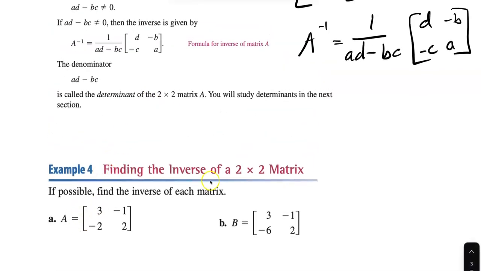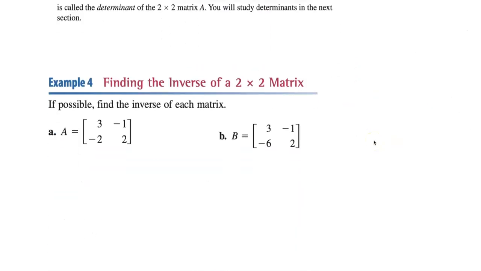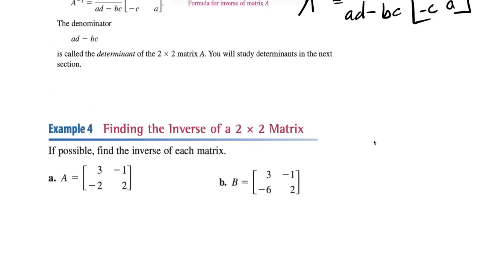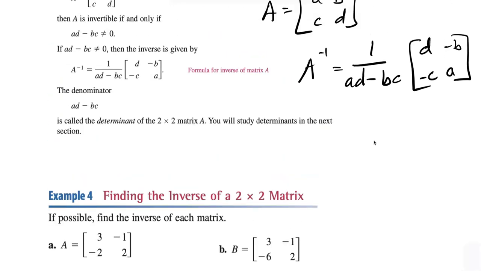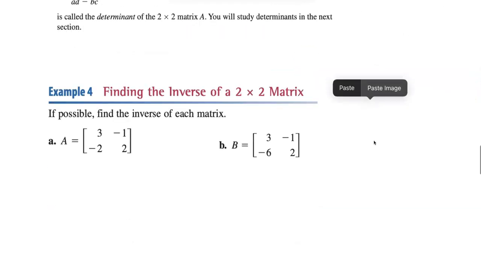Now, why does it say if possible? Well, if this right here is a 0, that means you can't divide by 0, so that means it's not possible. So if you do this first part, you get a 0, not possible. So remember the formula is, let's write it down. Copy, paste. So there we go.